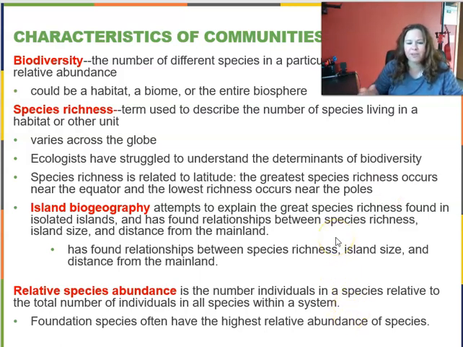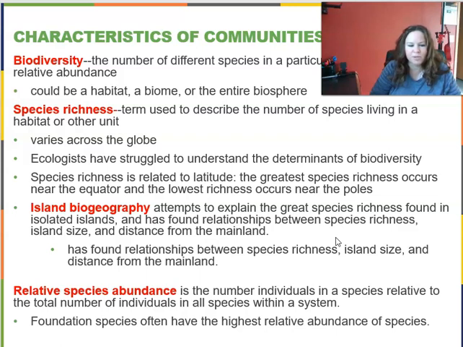Island biogeography attempts to explain the great species richness found in isolated islands, and has found relationships between species richness, island size, and distance from the mainland, such as the Galapagos Islands, 600 miles off of the coast of South America, which we have talked about before.